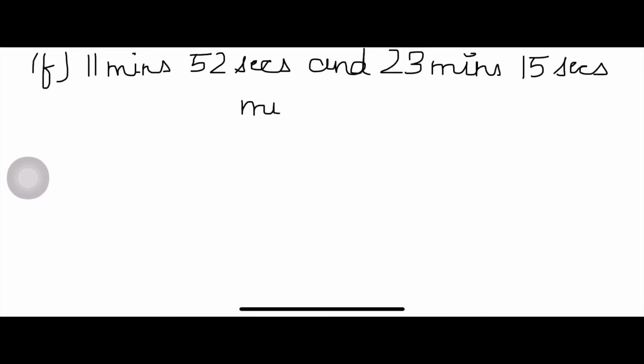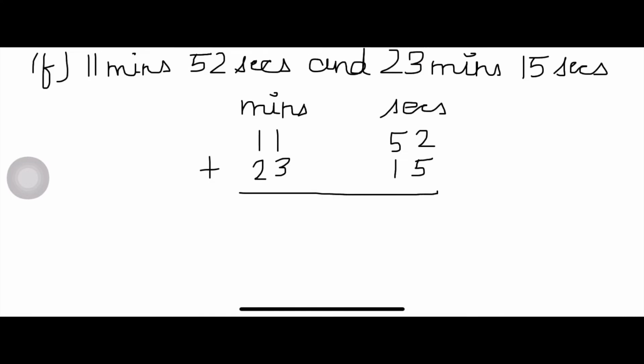Now write minutes here and seconds here. Minute under minute, 11 minutes 52 seconds, and put addition sign, 23 minutes 15 seconds. Now add 2 plus 5 is 7, 5 plus 1 is 6, 67. Now 1 plus 3 is 4, 1 plus 2 is 3.